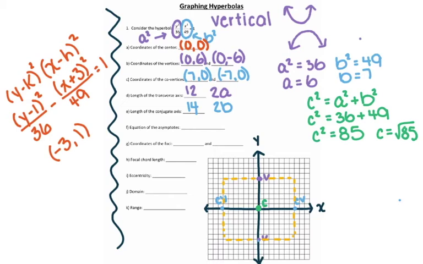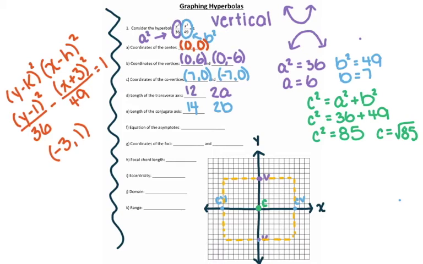Now, letter F says the equation of the asymptotes. So you're going to have two asymptotes, and they're going to go diagonally through the rectangle. They're going to go through the vertices of the rectangle, the corners of the rectangle, and they're going to go through the center. So if you have a straight edge, you could use it now. If you don't, you can eyeball it, but I think it would be better if you use a straight edge in the future. So let's draw them, and then we'll figure out the equations of them.